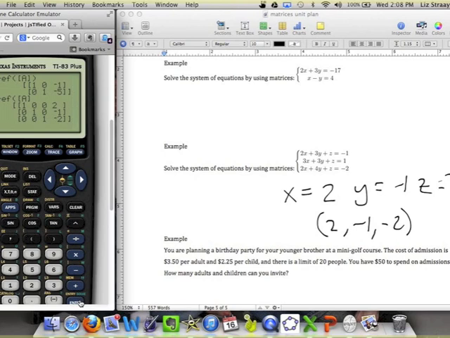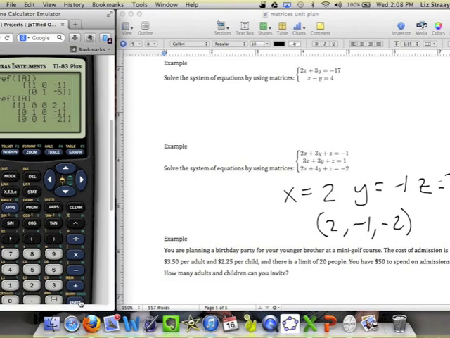Alright, so for the last one, we got a word problem. What we need to do is turn these words into our equations. You're planning a birthday party for your younger brother at a mini golf course. The cost of admission is $3.50 per adult and $2.25 per child. There's a limit of 20 people, and you have $50 to spend. How many adults and children can you invite?